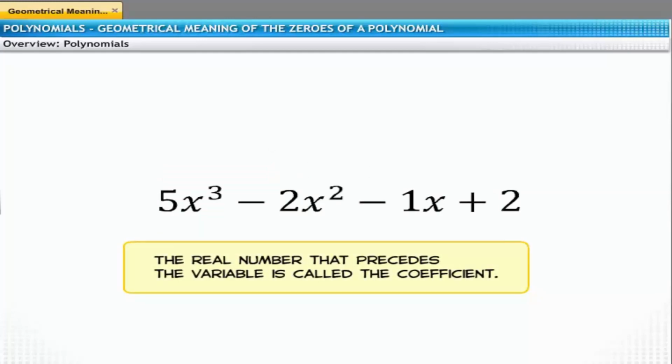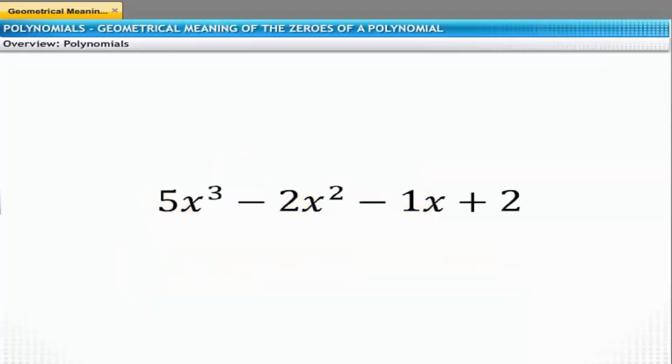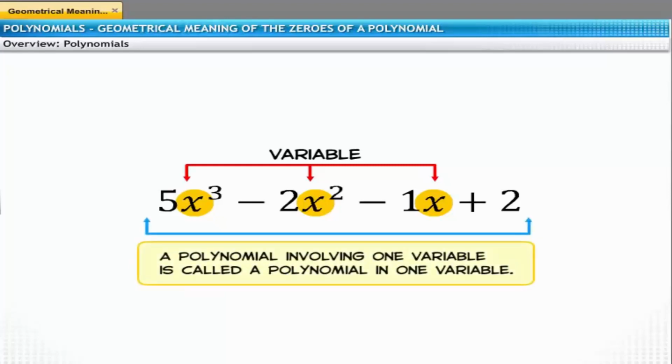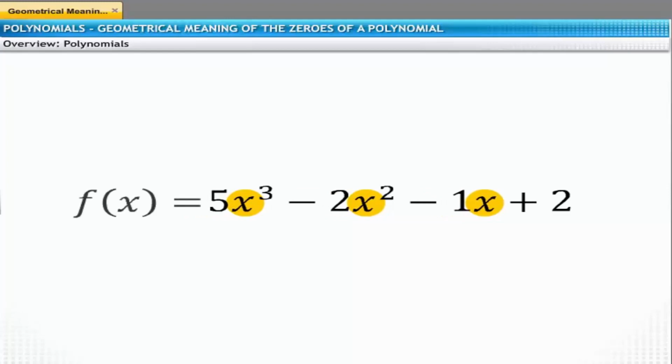The real number that precedes the variable is called the coefficient. For example, in this polynomial, 5, 2 and 1 are the coefficients. In this polynomial, there is only one variable, x. Such a polynomial is called a polynomial in one variable. If x is the variable in a polynomial, then the polynomial is denoted by f of x, p of x, q of x, and so on.